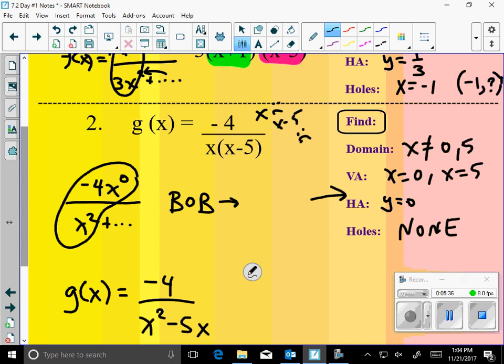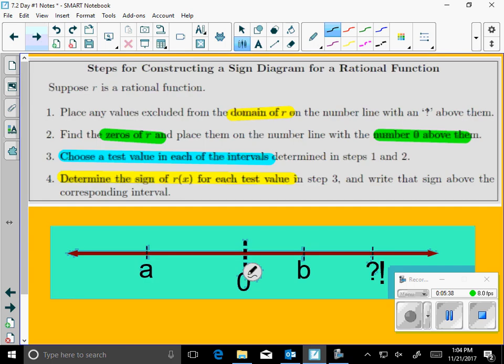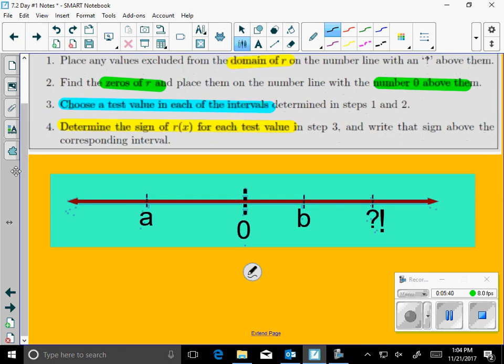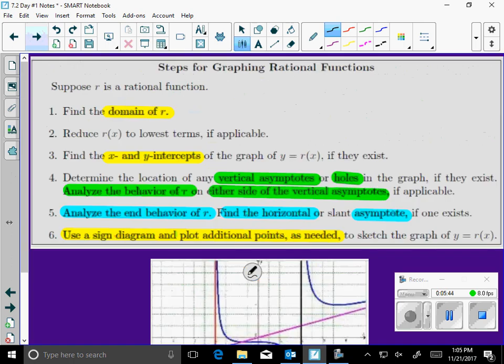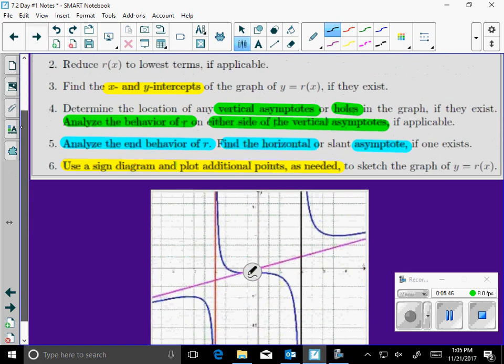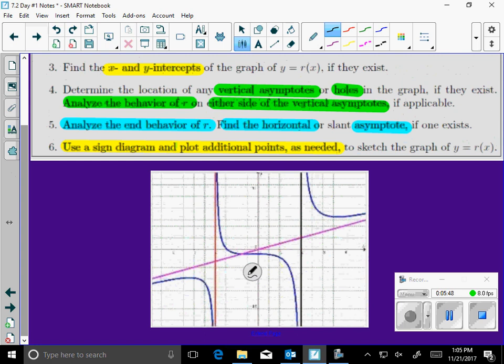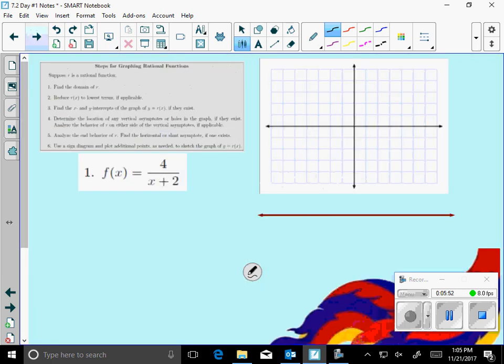Okay, let's continue. This is one method and one way we could do this. I'm going to show you how to do this, I think, on the next slide. Not quite this one. This is an example of a slant asymptote. We're going to get something like that in a minute here. So let's sketch this thing.